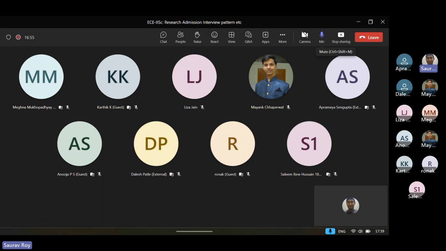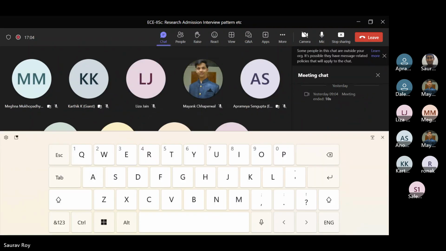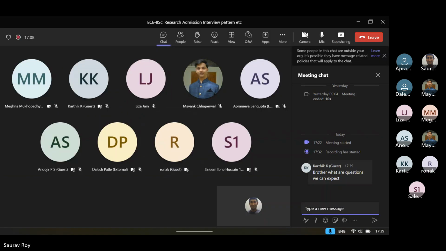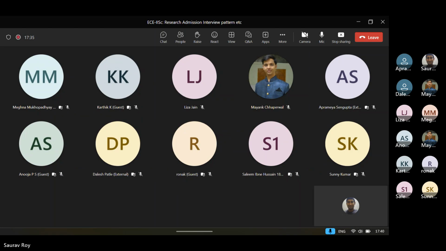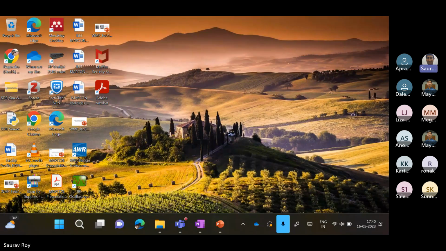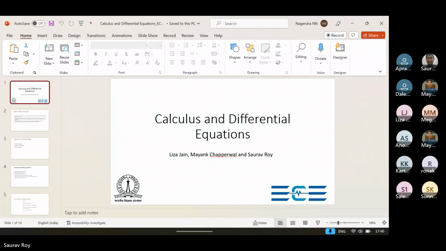Ronak, we can't listen to you. Can you please speak again? We are not able to listen to you. Okay, in that case, Ronak, go on. We are not able to hear you, so we will go to Salim. Salim, can you introduce yourself? Anyway, okay, we'll proceed with the presentation. So Mayank, can you see the presentation? Mayank, can you confirm? Yes, it's visible. Put it to presenter mode once. Yeah, I'll go.